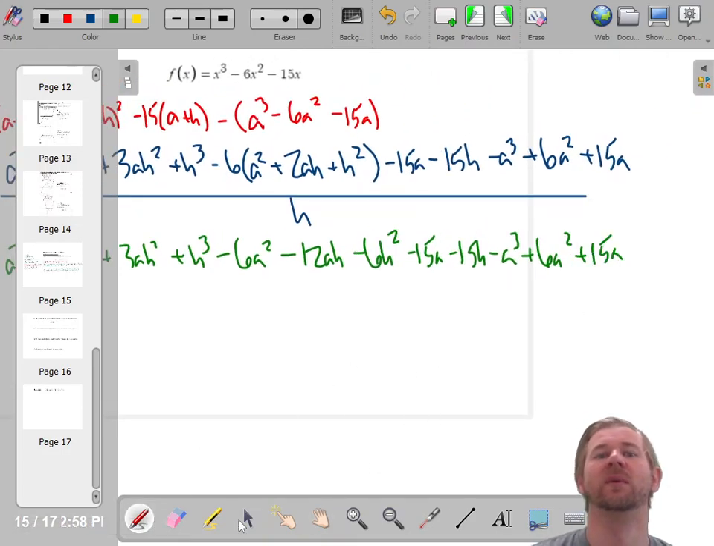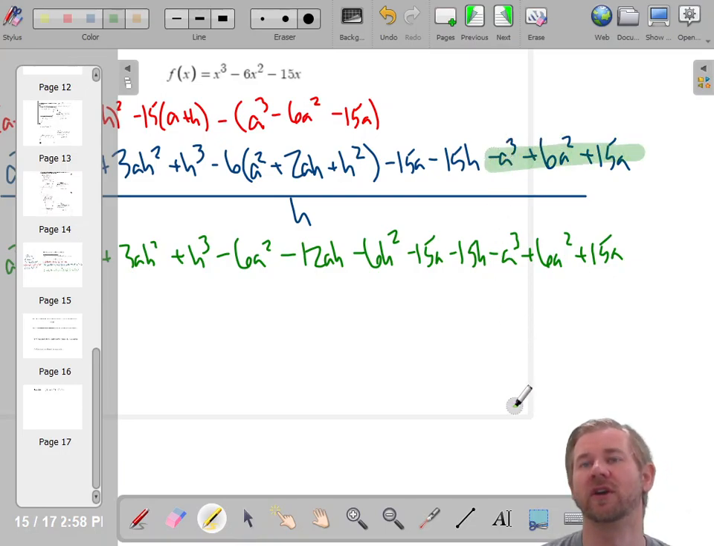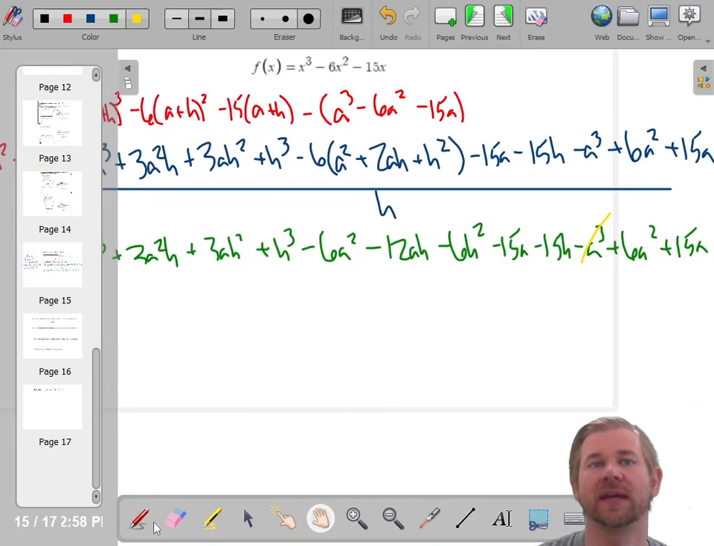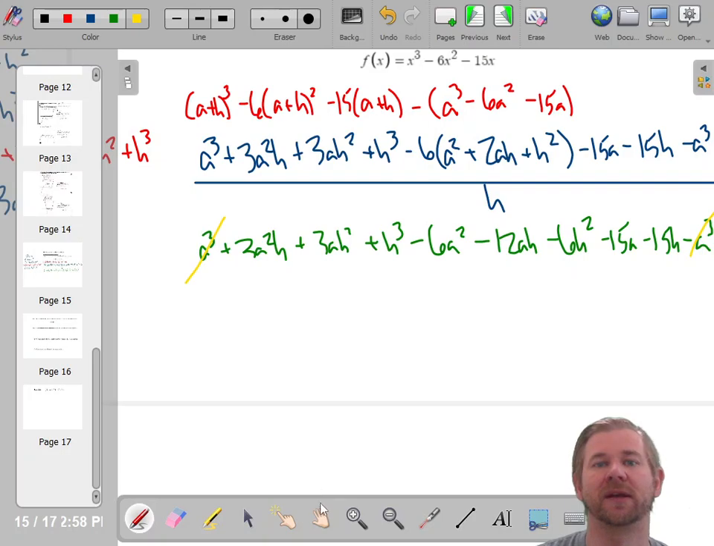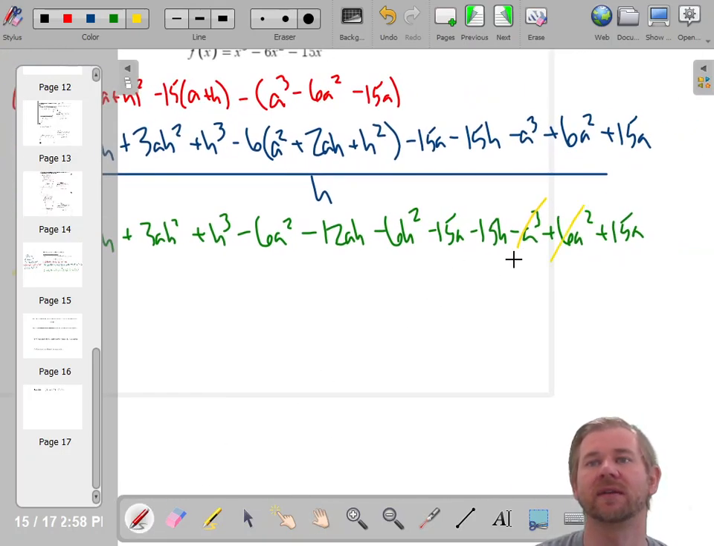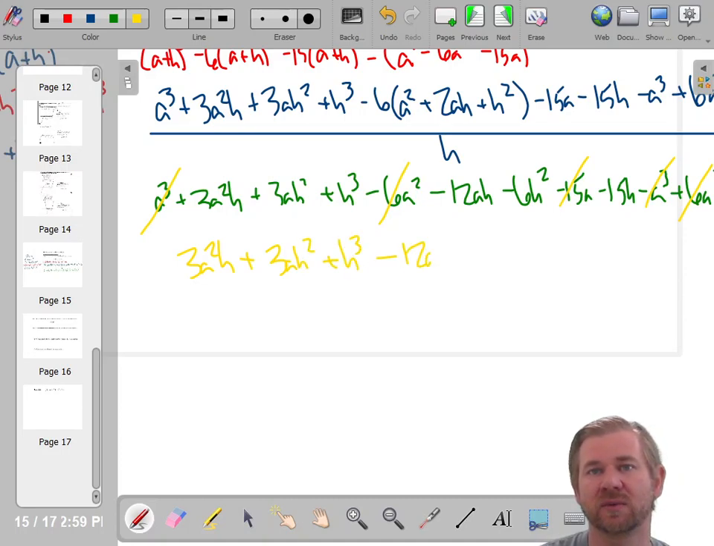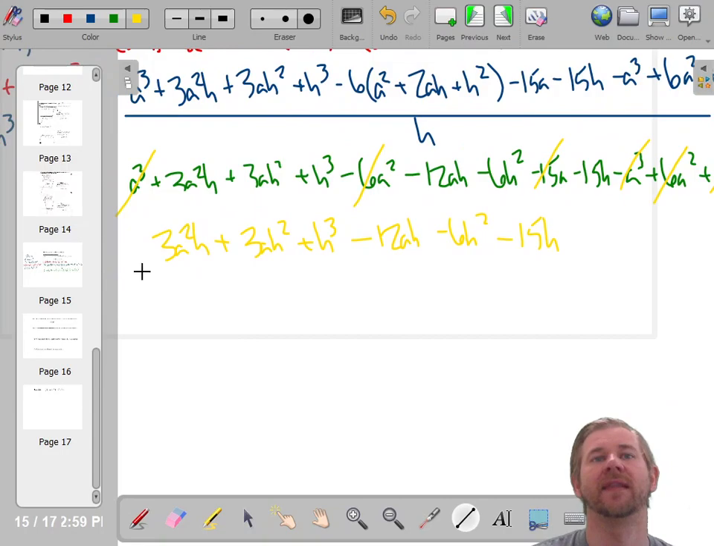Now, when we first started these, I told you that those terms should always cancel out. These three should be going away. So hopefully that gets rid of 6 terms total. A cubed, bye-bye. All right, better. 6a squared, yes. 15a, good. Now I have 3a squared h plus 3ah squared plus h cubed minus 12ah minus 6h squared minus 15h. All right, better. And that's all over h.